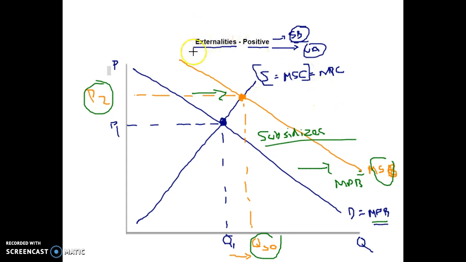Just remember, with positive externalities, our social benefits are greater than our private benefits. We have spillover benefits. So we'll put that marginal social benefit to the right. We know we're underallocated, producing too little because we're producing at Q1 rather than QSO. But when the government comes in and subsidizes this market, it shifts it to the right, makes it so that MPB is equal to MSB, and gets us to our socially optimal quantity down here. All right, I hope that makes some sense.